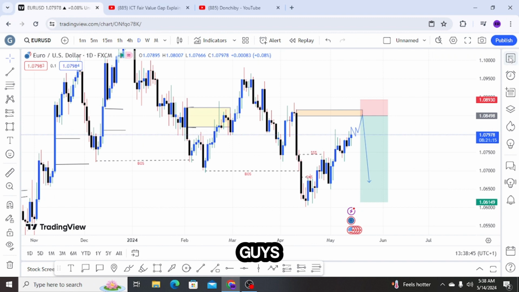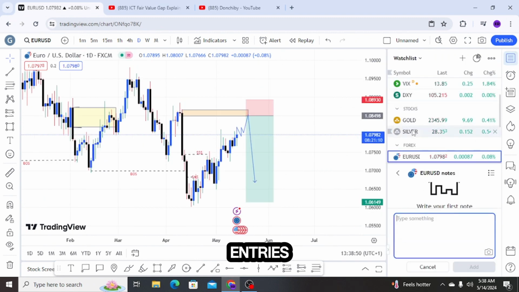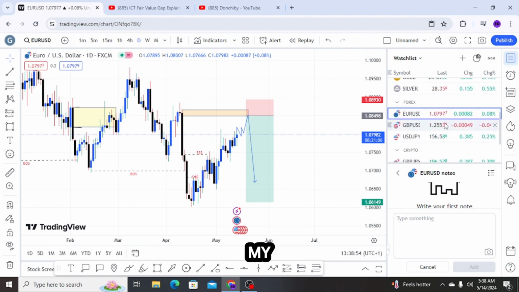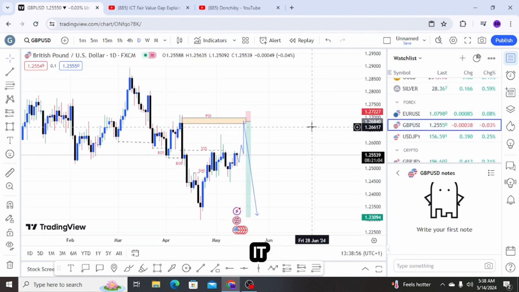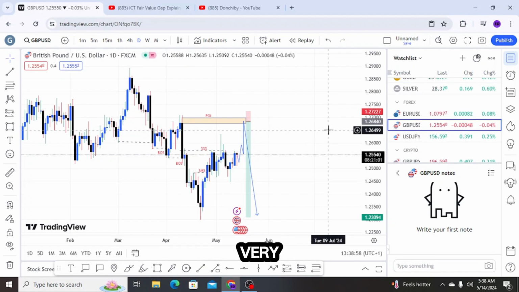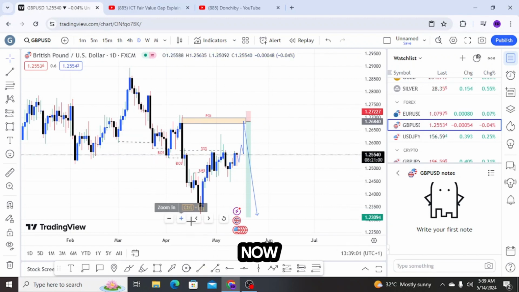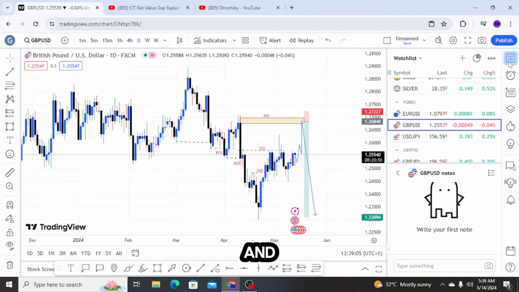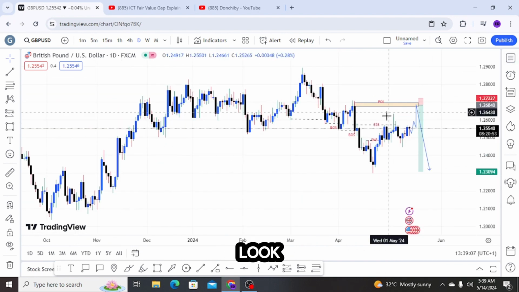I want to show you guys how to use it for your entries, so you really understand how to trade it, because I mainly use this for my entry. And it is very, very nice. So right here now, this is GBP USD, and look at the chart very well.